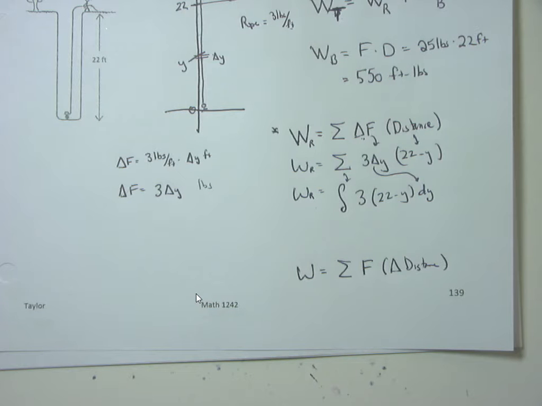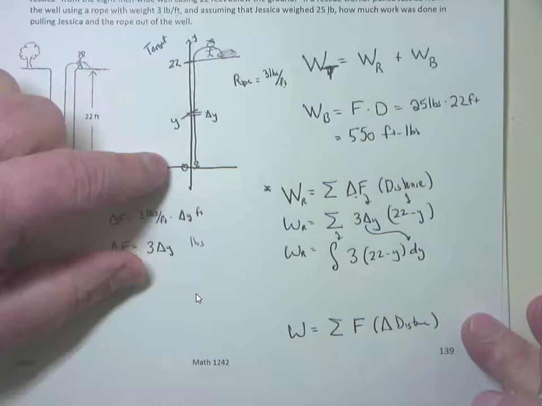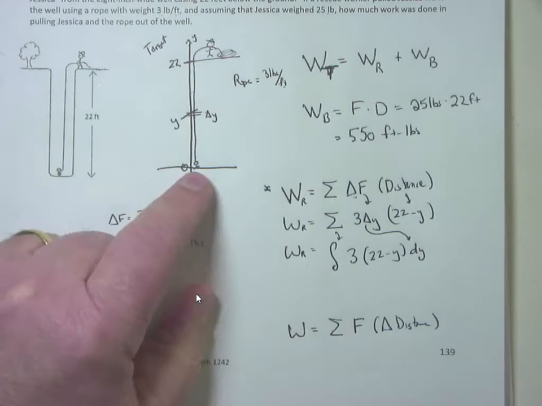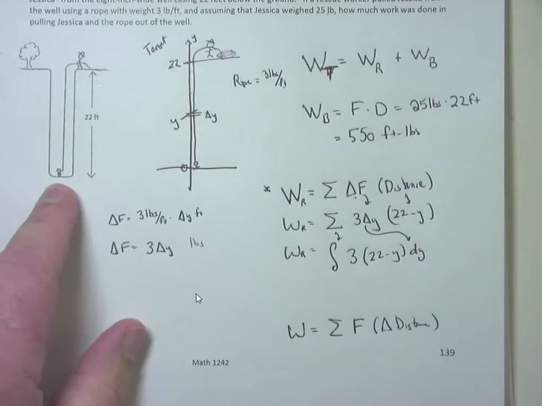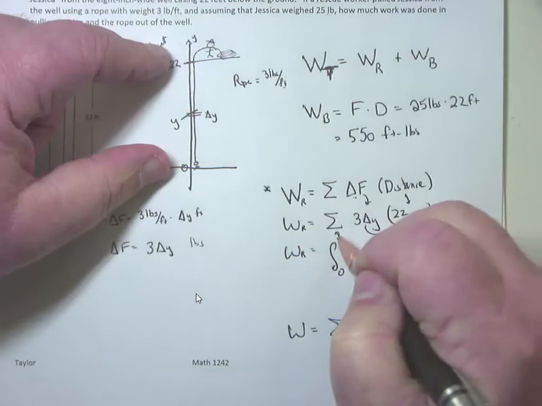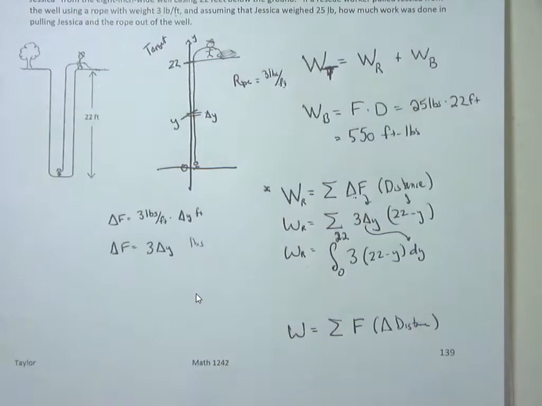What are my bounds going to be? We want to remove all the rope out of the well. Does that make sense? So what am I going to integrate from and to? Again, it depends on where you put that coordinate axis. So drawing a coordinate axis is paramount to do any kind of these problems. I put my coordinate axis at the bottom where the baby was located, so my distance would be from 0 to 22. Does that make sense? Did I lose you guys anywhere?